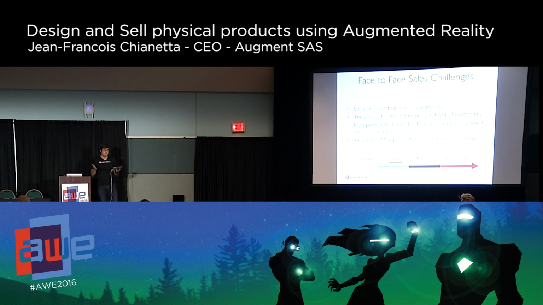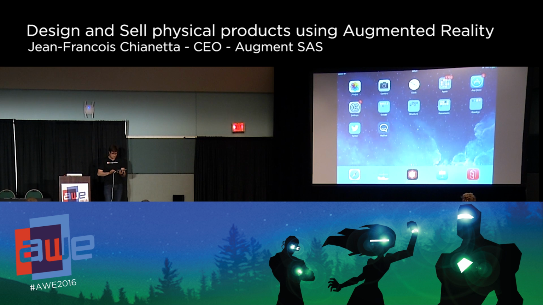And the other challenge related to that is that you need to sell sometimes a product that is not available yet because it's being manufactured. The product is too big. Imagine you sell a big industrial printing machine, you can't bring 20 of them with you. And sometimes a product does not even exist before you buy it because it's highly personalized and it's not available off the shelf. So again, augmented reality as a solution.